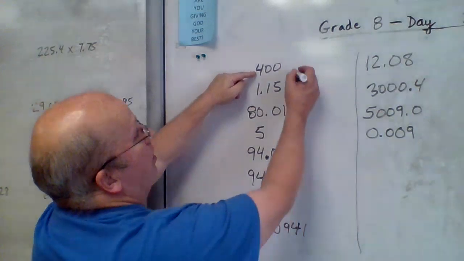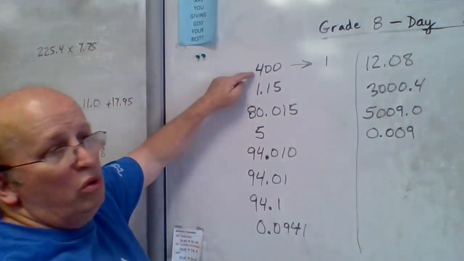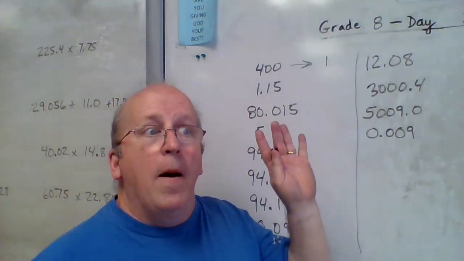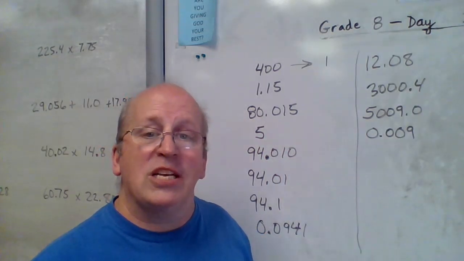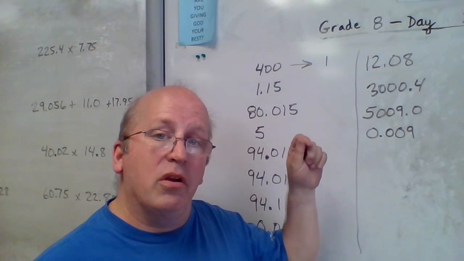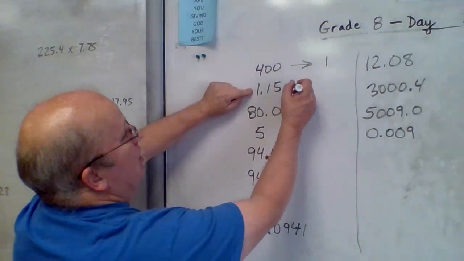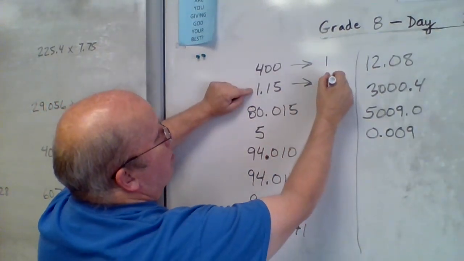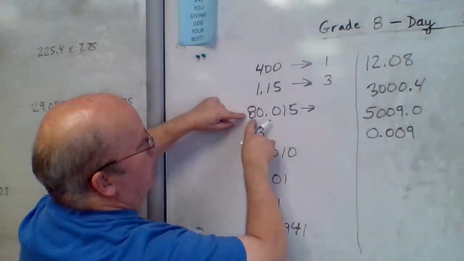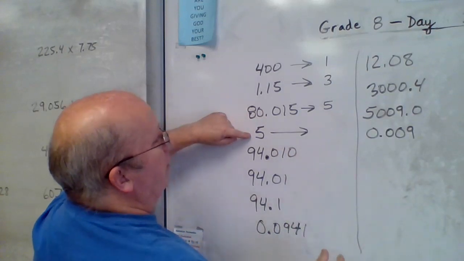In this case, the number 400 has just one significant digit. It's only the 4 that's significant. You do not consider zeros to the left of a decimal point significant unless there's another number other than 0 between the decimal point and those zeros. Right here, how many significant digits do you think this is? This is 3. How about here? This is 5. I'm basing this on the rules that are found on that page.